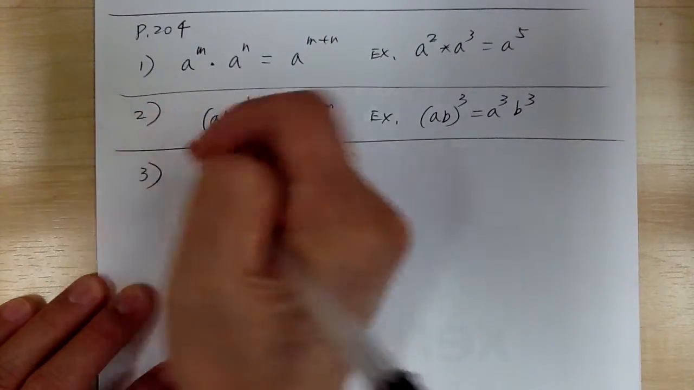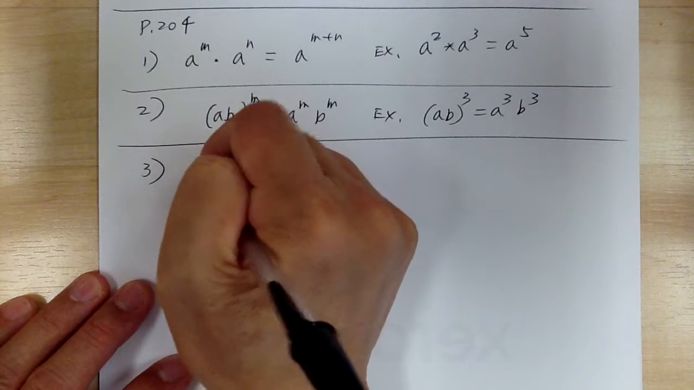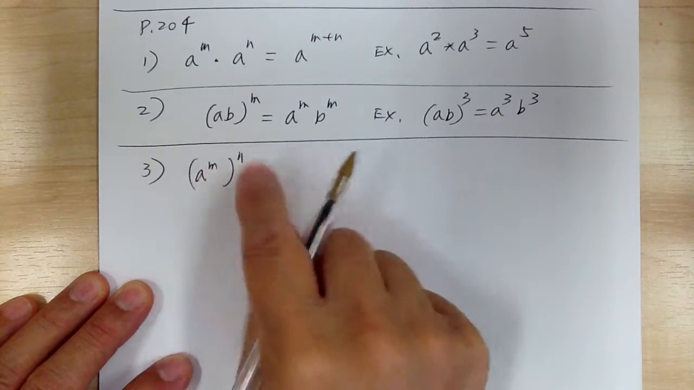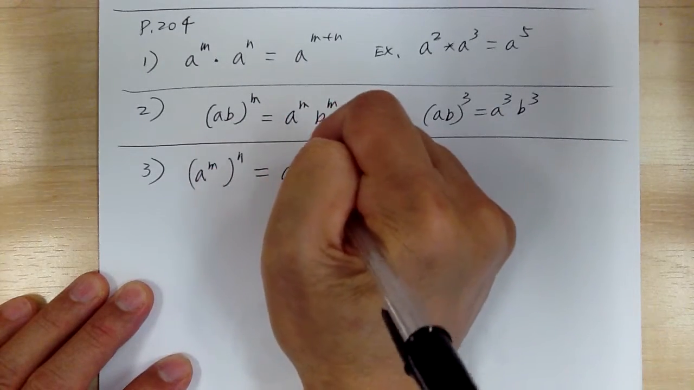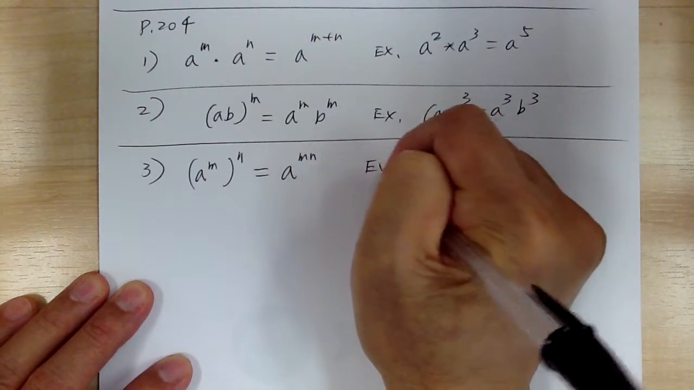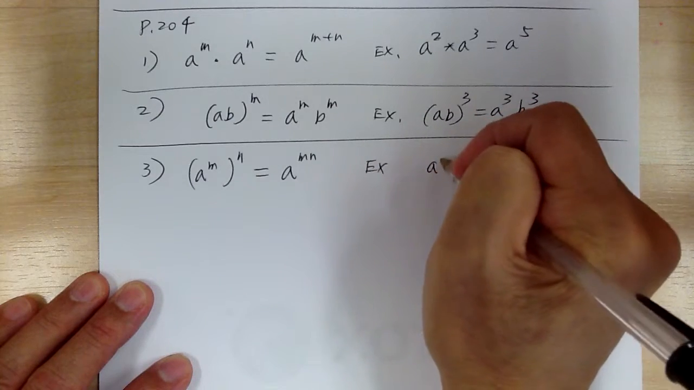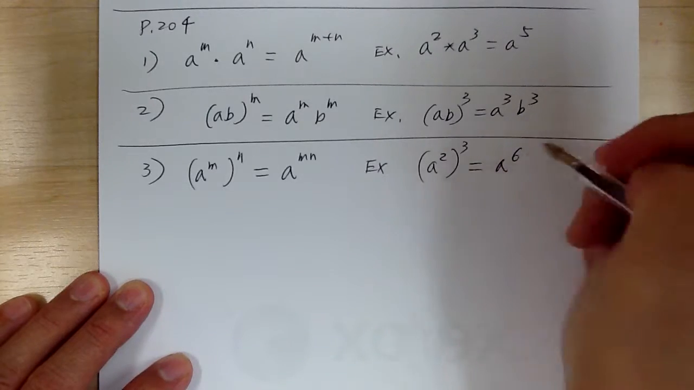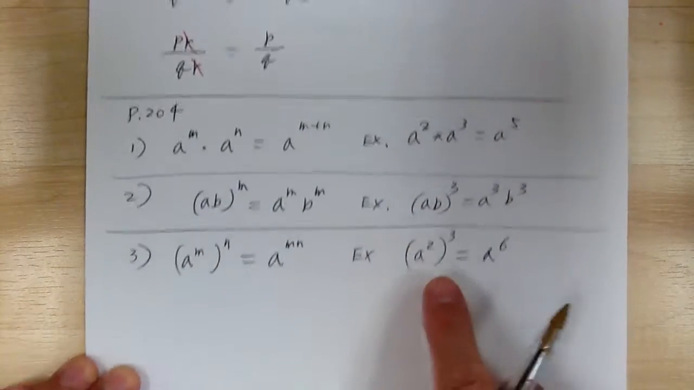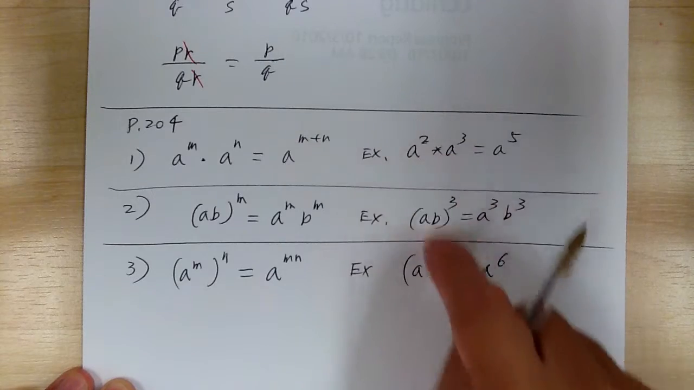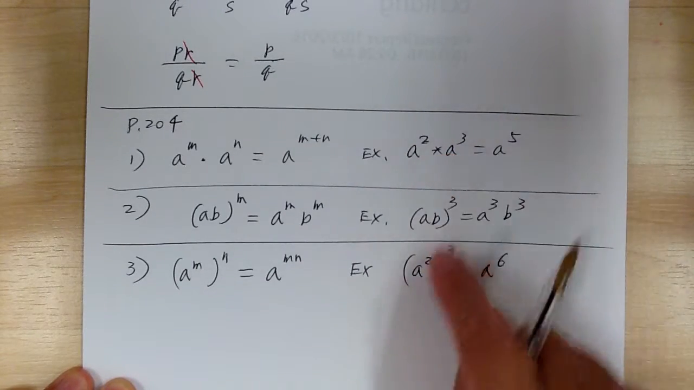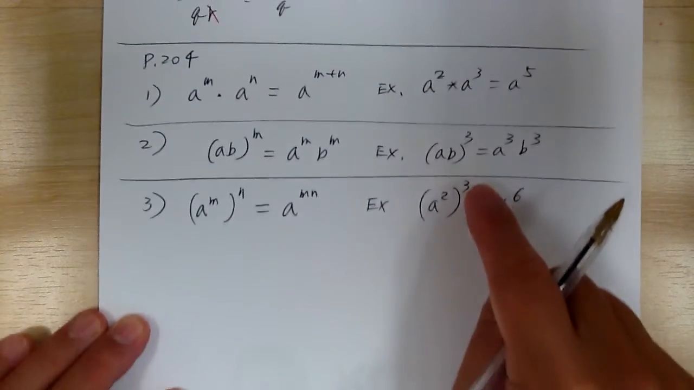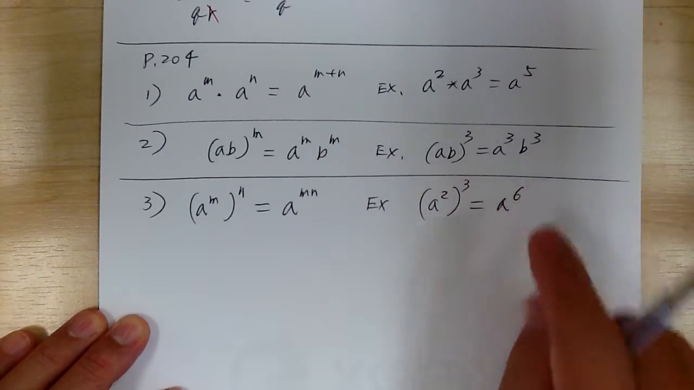Number 3 is the power rule, right? You have a to the m to the n. When you have an exponent of an exponent, you have to multiply. So you get a to the m times n. An example would be a to the 2 to the 3, which equals a to the 6, right? You multiply. Make sure you know the difference between the power rule and the product rule. Again, when you multiply, you add. When you have an exponent of an exponent, you multiply the exponents.